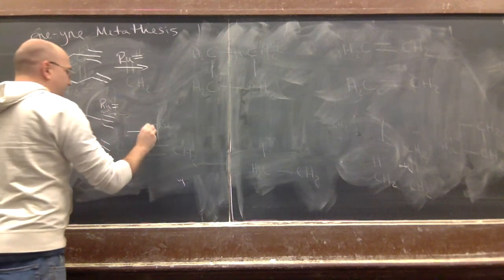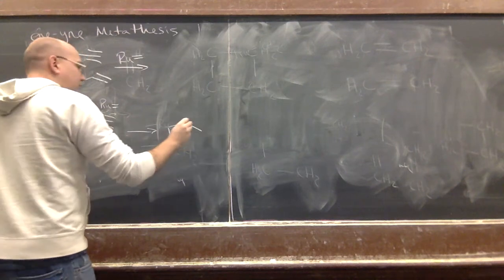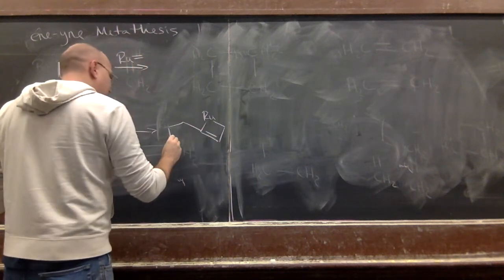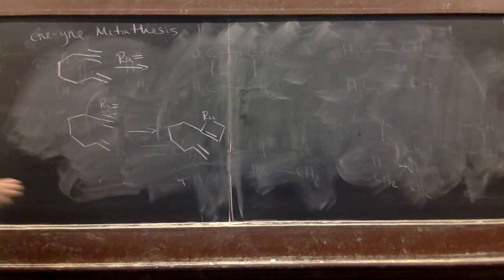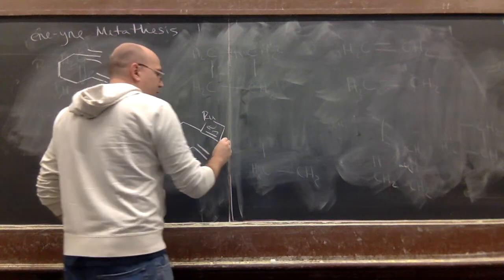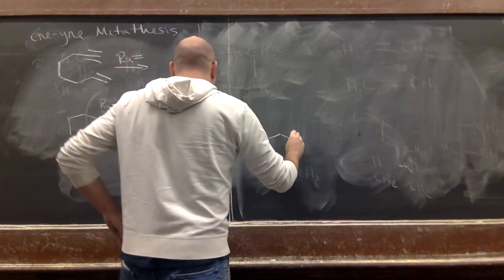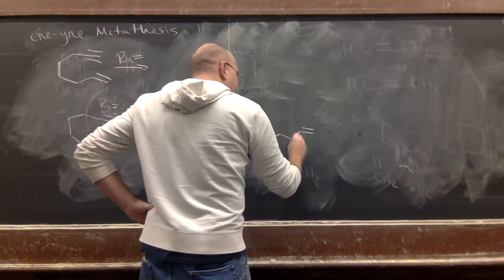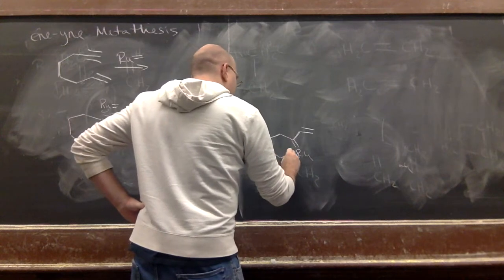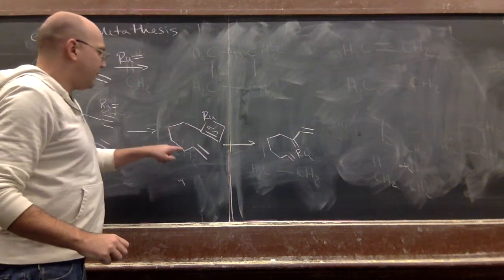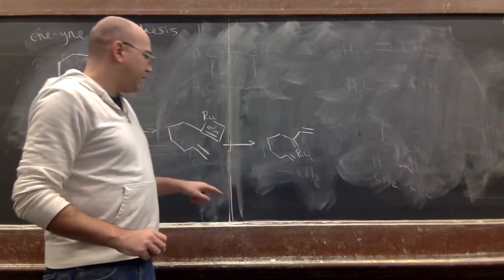Okay, so let's start with it this way. If we are here, then we're going to do our 2 plus 2, retro 2 plus 2. I'm just going to flip that around, and we're going to have that. Am I right? 1, 2, 3, 4. 1, 2, 3, 4. Okay? I get the same thing.